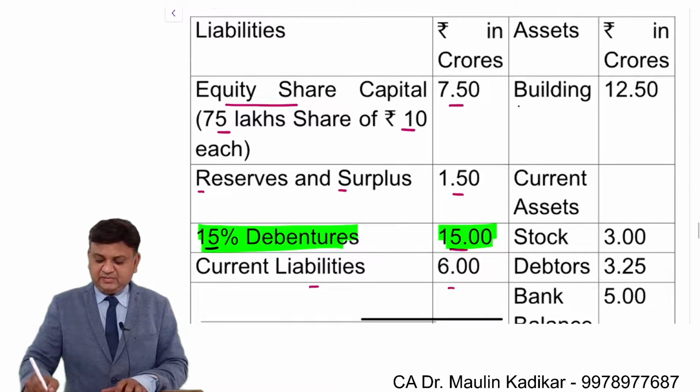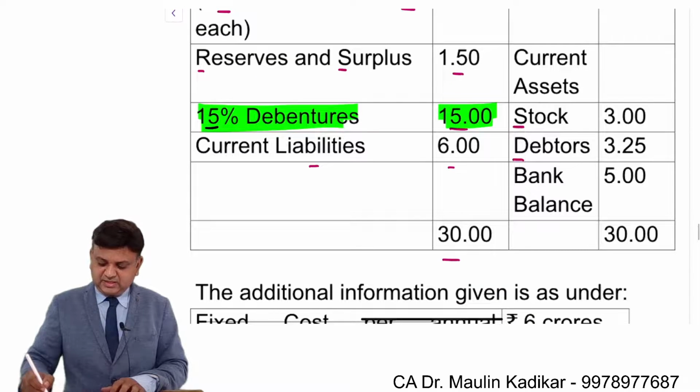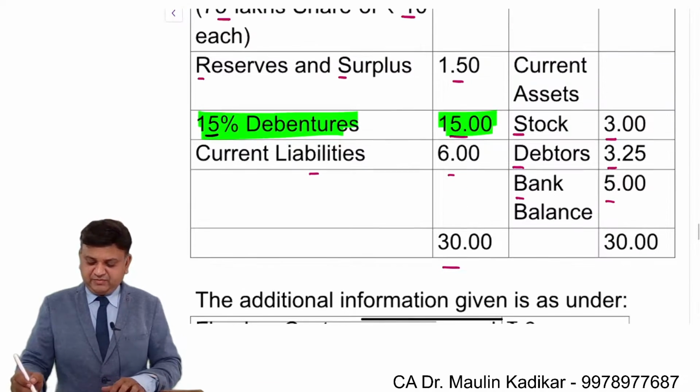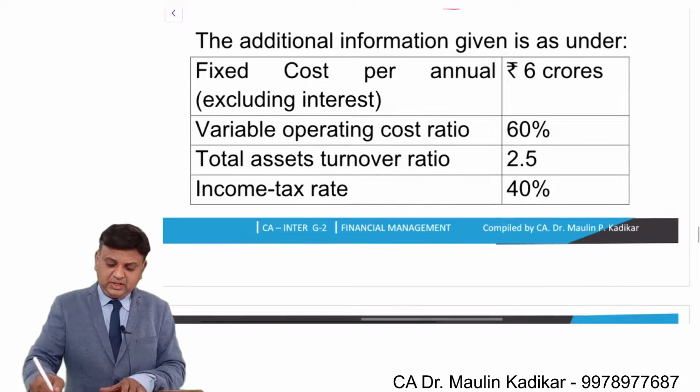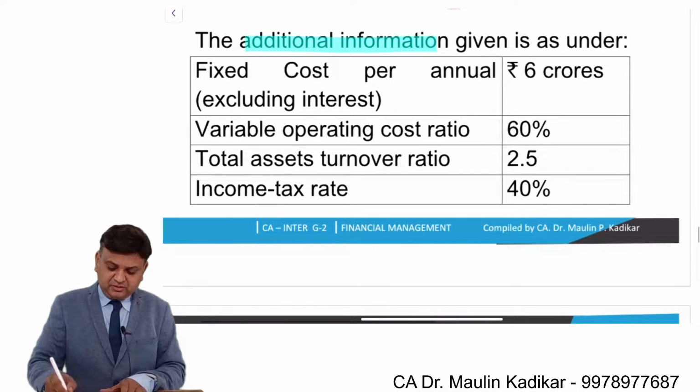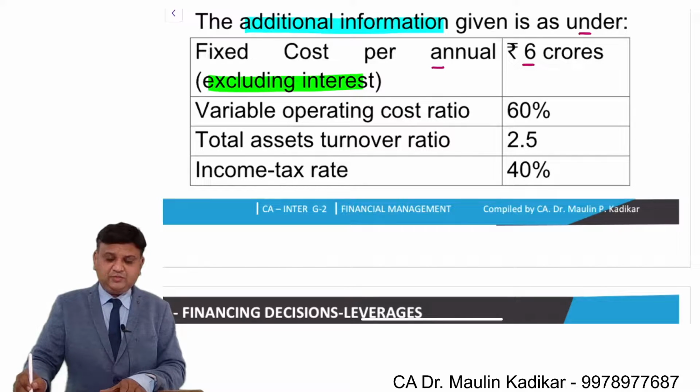On the asset side, building is given 12.5 crore. Stock, debtors and bank balance is given 3, 3.25 and 5. That is the way we have been provided with the assets of the company. The additional information is given as under. Fixed cost per annum is rupees 6 crore. Highlight the portion, it is excluding interest. So this is the operational fixed cost.